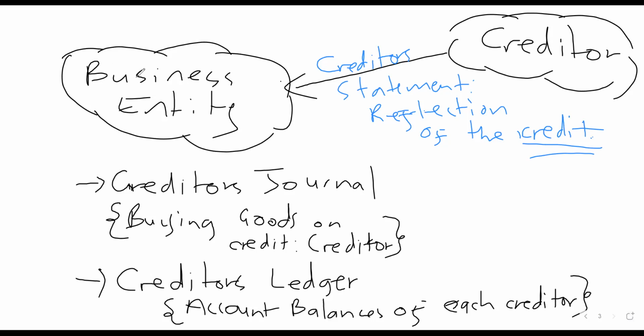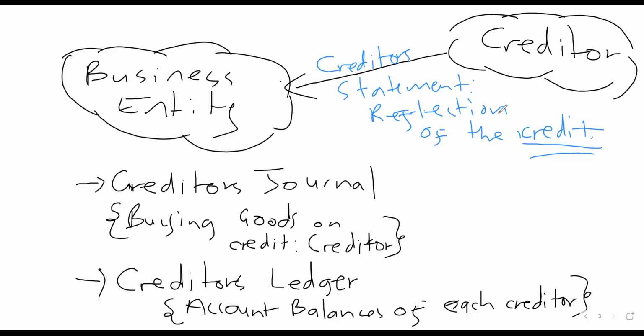Notice the parties involved when you're dealing with the creditors recon. There is a business entity which is buying some goods or services from this party called a creditor. A creditor is basically any party that sells goods or services to the business on credit. That's what a creditor is in simple English. Are we together? Yes. Are you understanding me? Yes.